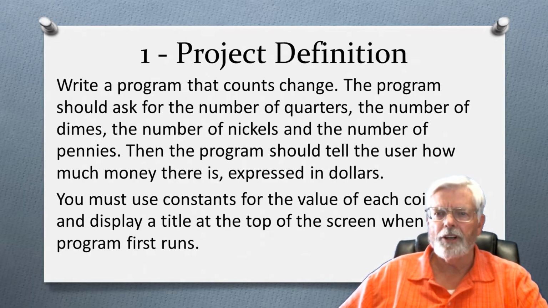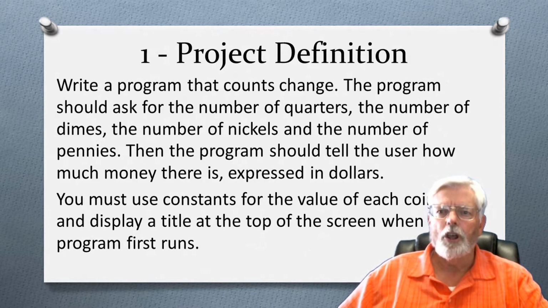Here is the project definition. Write a program that counts change. The program should ask for the number of quarters, the number of dimes, the number of nickels, and the number of pennies. Then the program should tell the user how much money there is expressed in dollars. You must use constants for the values of each coin type and display a title at the top of the screen when the program first runs.